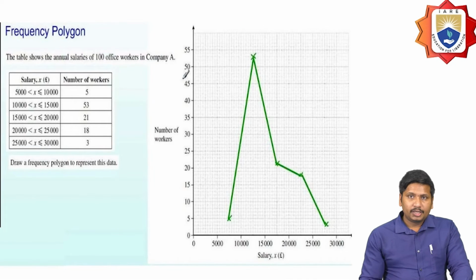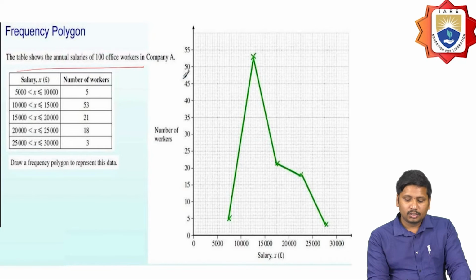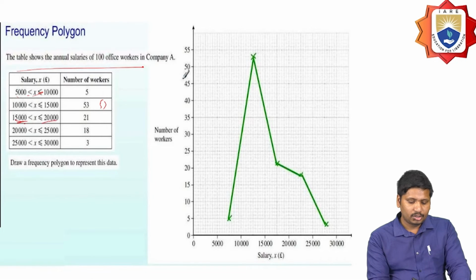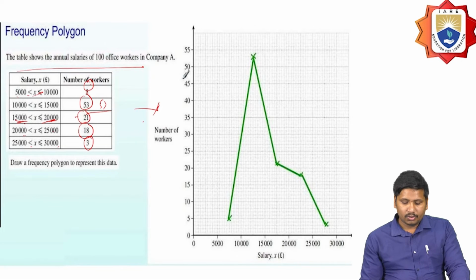So let me take an example here. The table shows the annual salary of 1,000 workers in a company. In between the salary of 5,000 to 10,000, how many? 5 members. And between 10,000 to 15,000, 53 members are here. And for 15,000 to 20,000, and onwards, the values are 21, 22, 25, 18, 25, 33. So these are the values I'm having. I have to construct a polygon for the given data. So how to construct it?